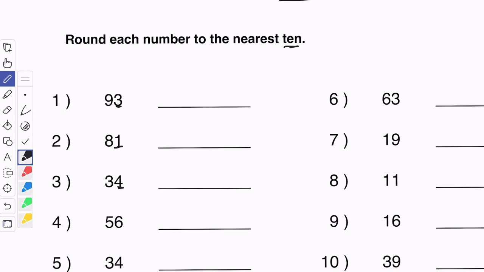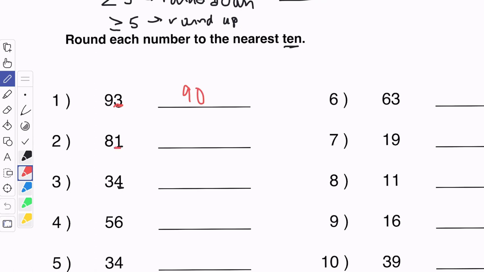If it's less than 5, we're going to round down. But if it's greater than or equal to 5, we're going to round up. So for 93, since the 3 here is less than 5, we're going to have to round down. The nearest 10 to 93 is going to be 90.